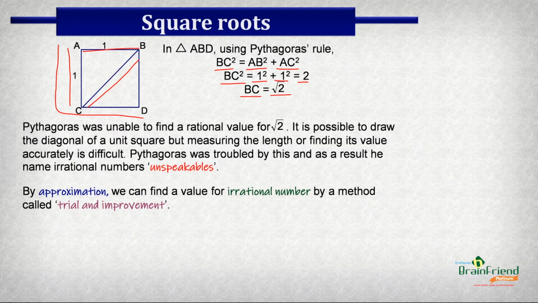Pythagoras discovered that it was not easy for him to find a rational value for root 2. But by drawing a diagram, it was easy for him to express his idea. As a result, he chose to call irrational numbers unspeakables. But he came up with a method by which we can find a value or an approximate value for these irrational numbers. This method is called the trial and improvement method. Let's go further to find out how this trial and improvement method is used.